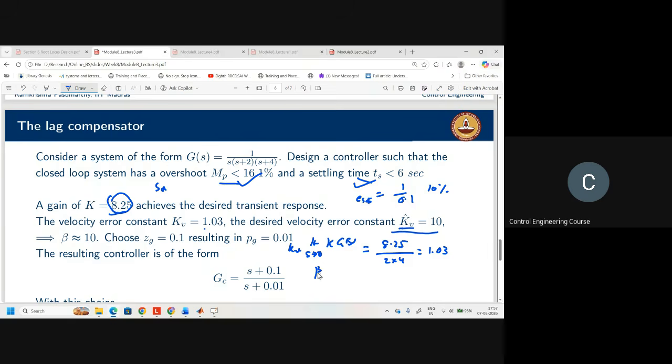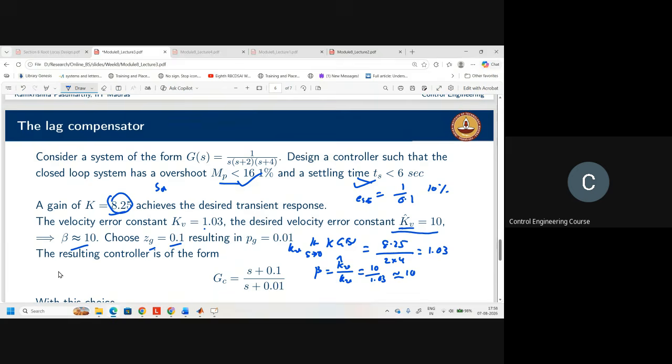Then you calculate beta. Beta is equal to Kv desired by Kv already existing, that is equal to 10 by 1.03. Then you will get beta approximately 10. Once you get beta, then you select Zc close to the origin. But actually the usual rule, there is a thumb rule for this: place Zc usually 1 decade below the real part of the desired pole.